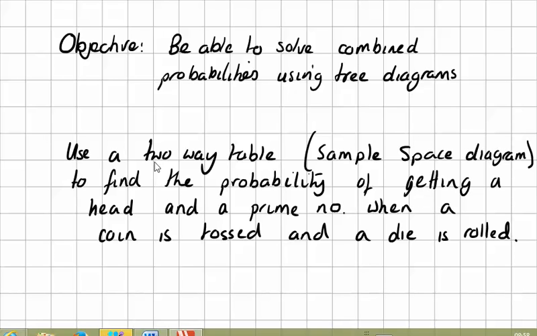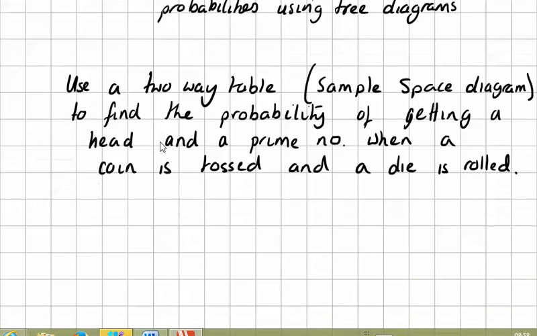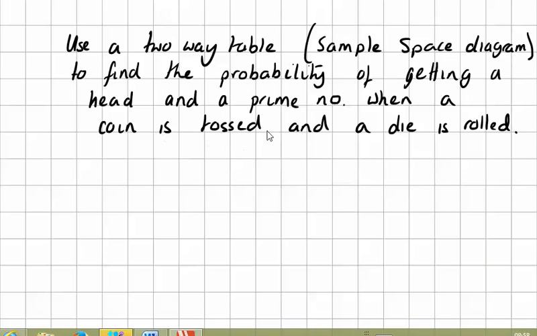Okay. So what we need to do is the same thing we did last lesson. What is the most important thing to work out first when you do probability? You need to know what? The amount of outcomes. The total amount of outcomes. So that's why we're doing our sample space diagram.